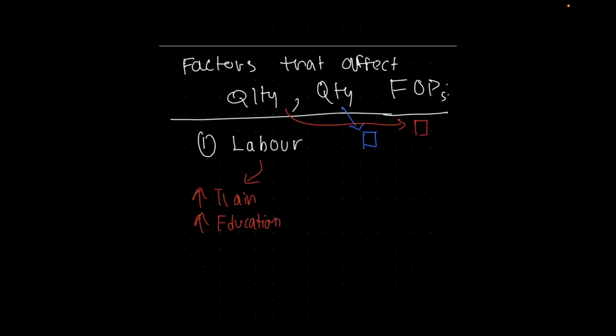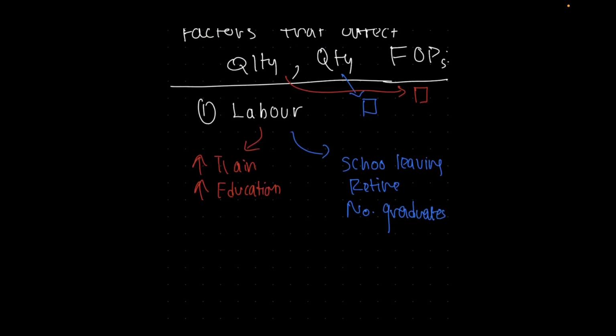And let's now look at factors that could improve the quantity. Now, the quantity of labor in an economy could improve based on certain government policies, like, for example, the school leaving age and the retirement ages. Another factor that could affect the quantity of labor in an economy could also be the number of graduates that are looking for employment.